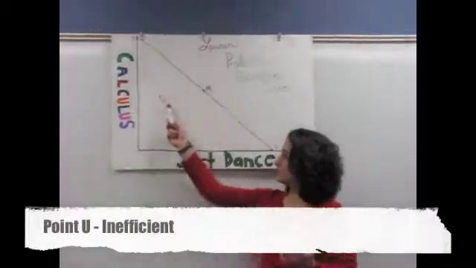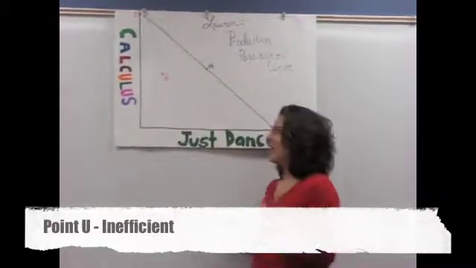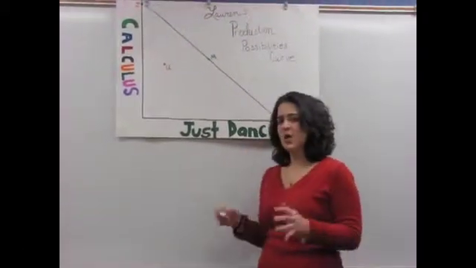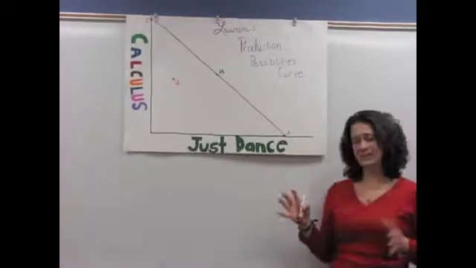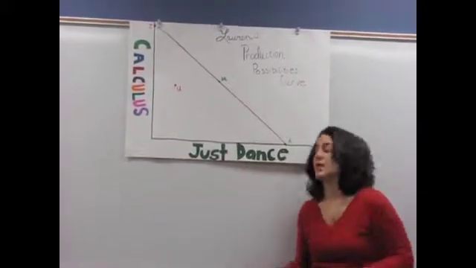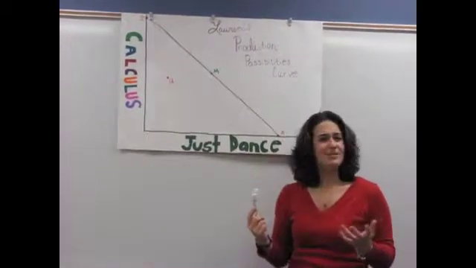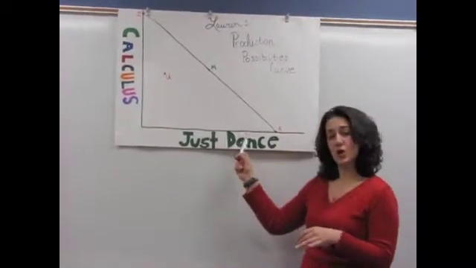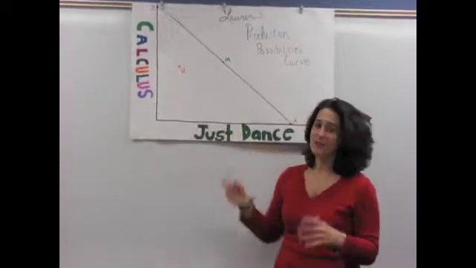Now if you look at point U, she's not on the axis, but she's underneath it. What that means is that Lauren is underutilizing her resources. She's not using everything that she can use right now. And that's kind of dumb. She could be producing so much more Just Dance and the same amount of calculus.